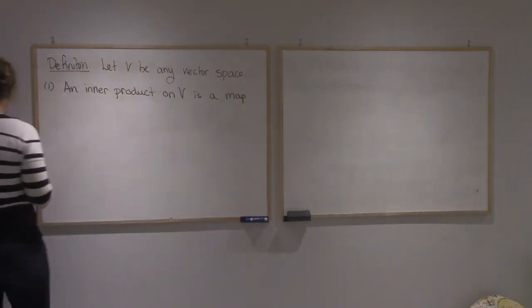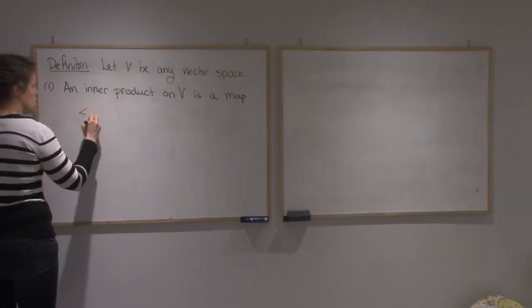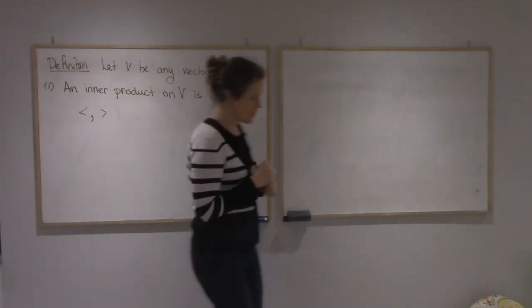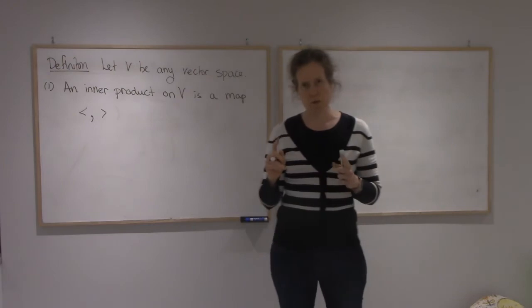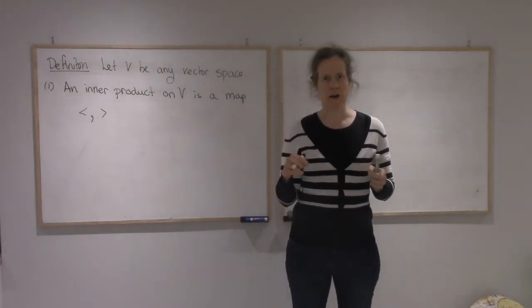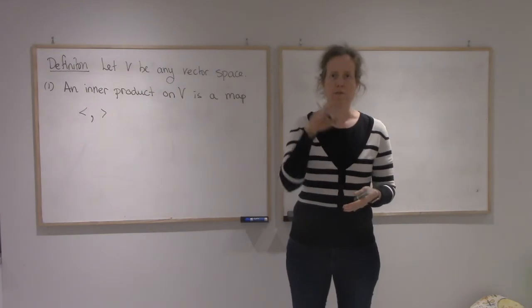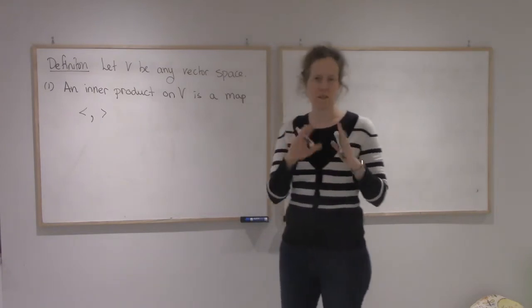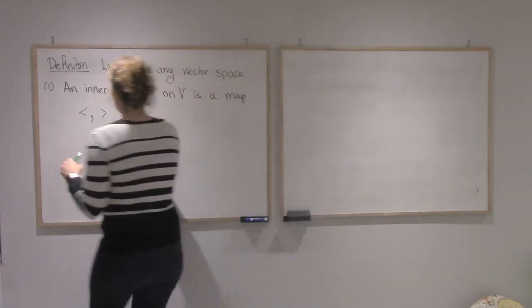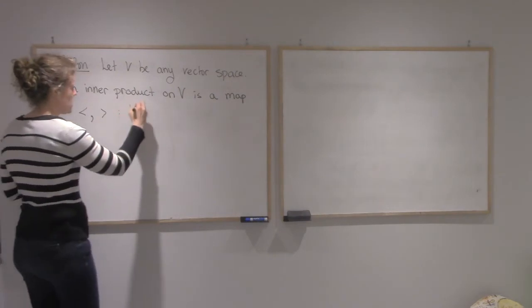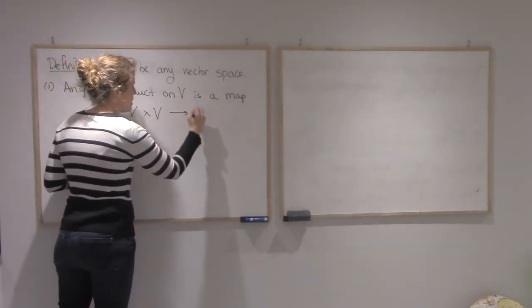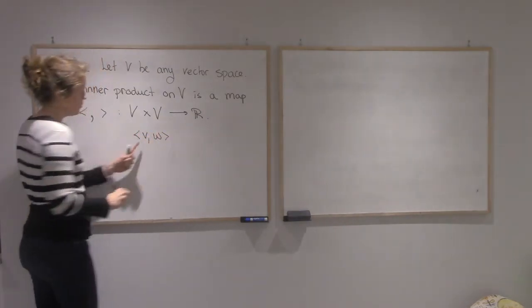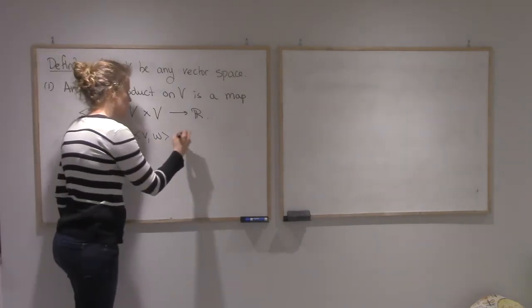So we'll denote it with these triangle brackets, which are quite common, so I'll use them. That means I have to be careful, so I won't use them anymore for vectors. I'll use the square vertical brackets, because otherwise it's a bit confusing. So here, it's going to take two elements of V and give me an element of R. If I apply it to v and w in V, I should get an element of R.